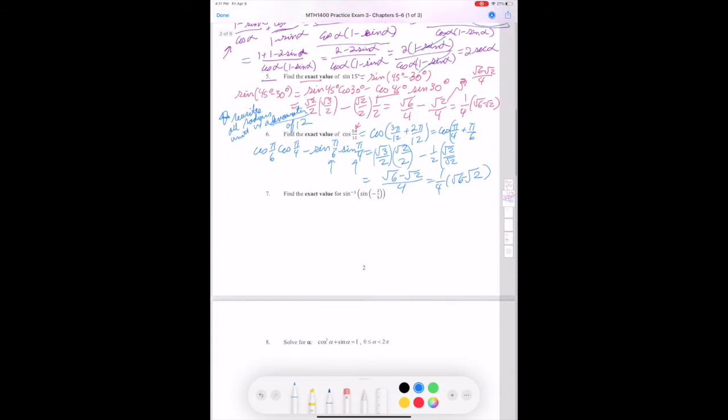Next, we want to find the exact value for sine inverse of sine negative 2/5. Well, remember this is just composition. Those two cancel each other out. Okay, that's going to give us negative 2/5.